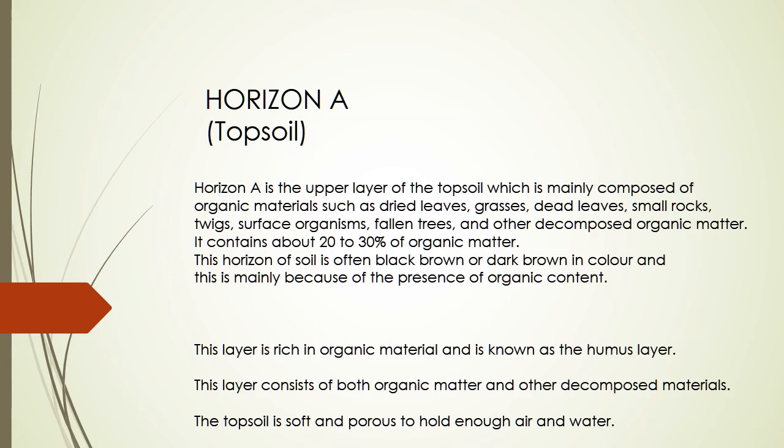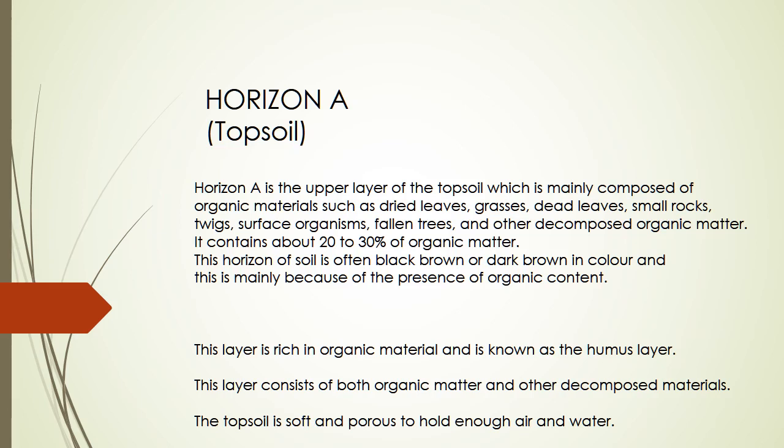Horizon A, that is topsoil. Horizon A is the upper layer of the topsoil, which is mainly composed of organic materials such as dried leaves, grasses, dead leaves, small rocks, twigs, surface organisms, fallen trees and other decomposed organic matter. It contains about 20 to 30% of organic matter.